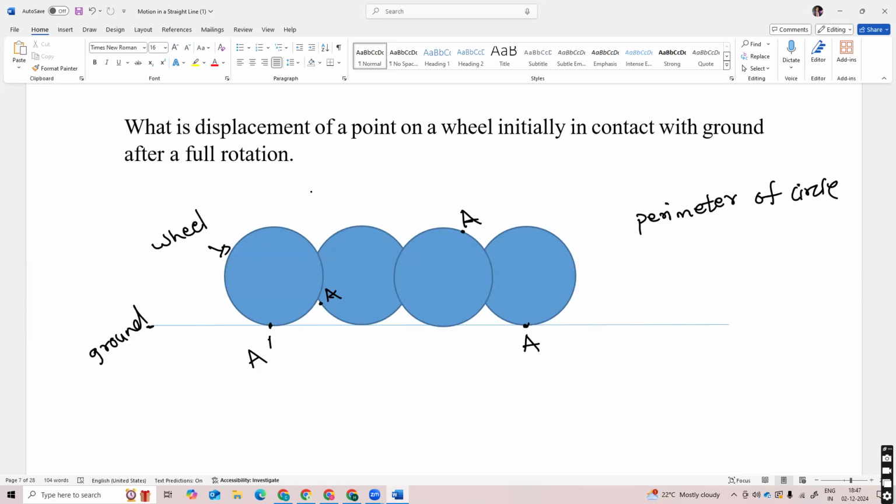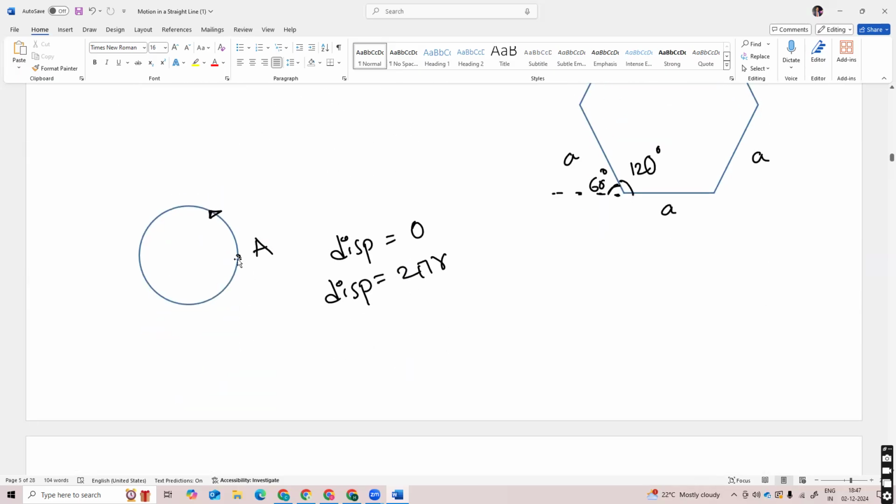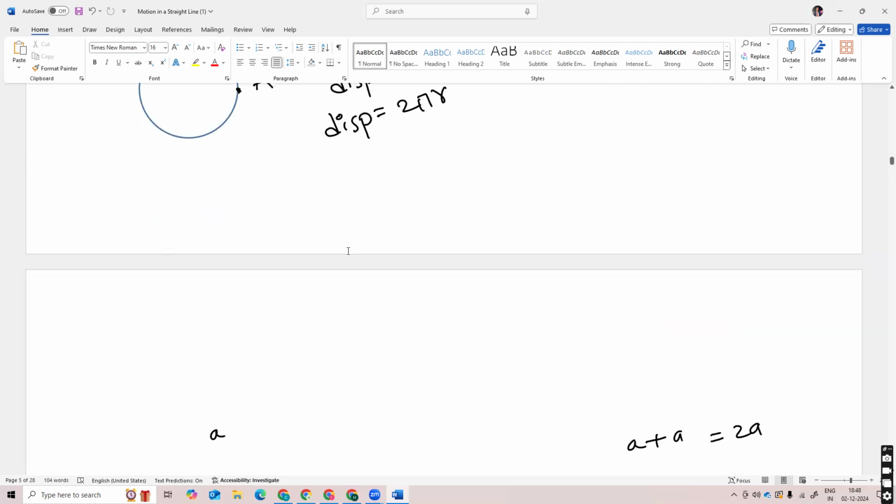So if such a question comes, where a wheel is moving on the ground and there is a point A which is touching the ground, and the wheel makes one complete rotation. In the previous case, the person moved across the circle and reached the initial position only, therefore the displacement was 0 in that case.